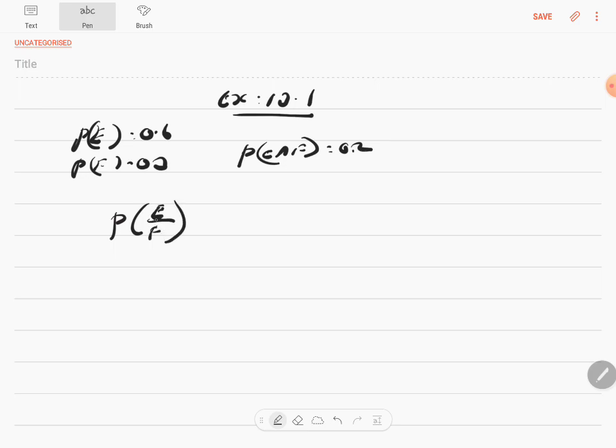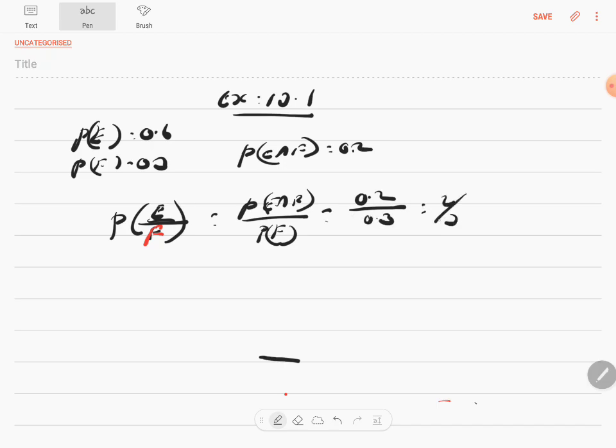The occurrence of E under the condition that F has already occurred. Under the condition F has already occurred, what is the probability that E is occurring? So the formula for this is P of E intersection F by P of F. You know, E intersection F is 0.2, P of F is 0.3. So therefore it's 2 by 3.